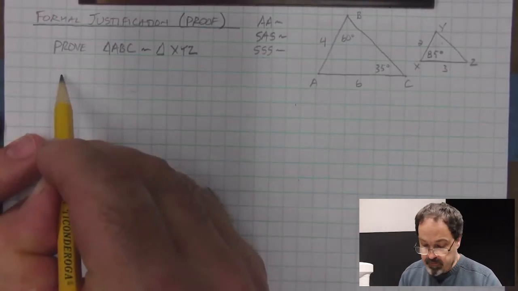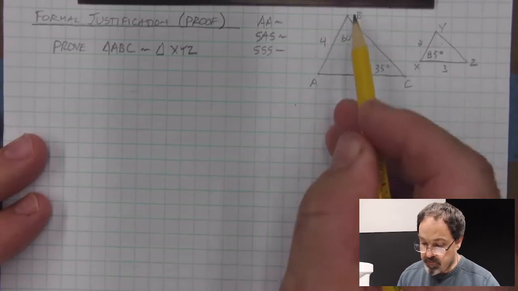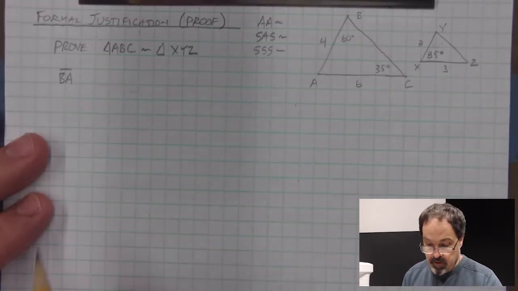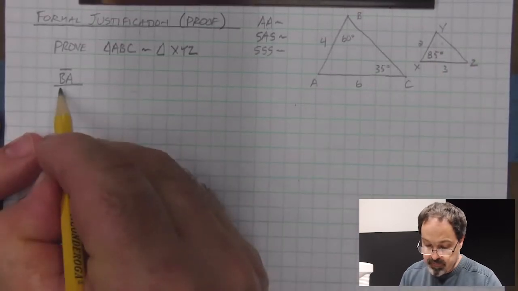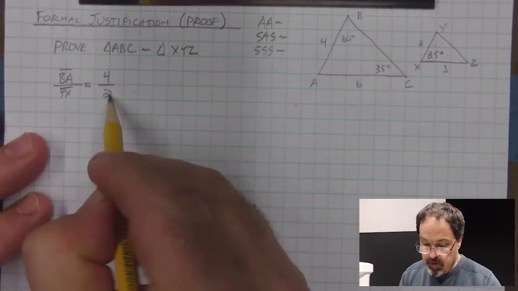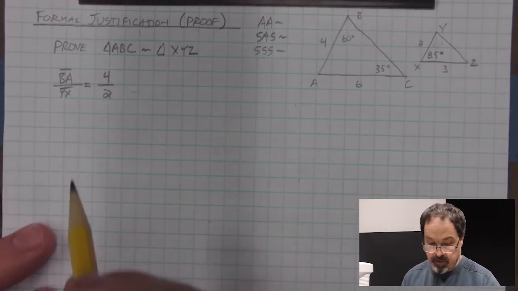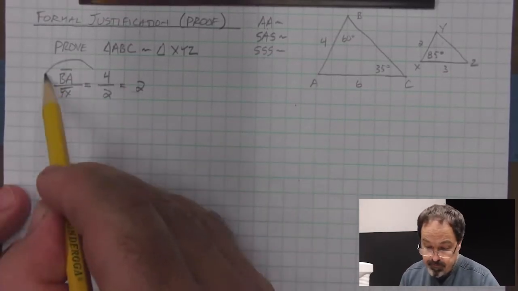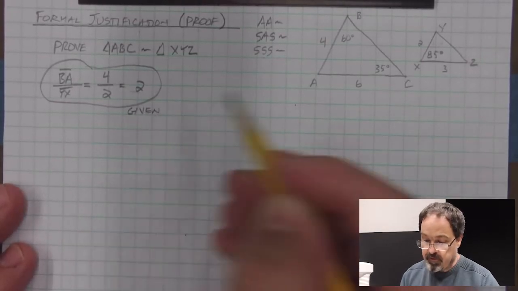I'm going to start with facts. Facts that come from the given information in the diagram. This side BA, I can write it as BA with a line segment over it, divided by the corresponding line segment or side, YX, has measures 4 and 2. And when I set it up as a fraction like that, it's a ratio of corresponding sides. I can simplify this ratio to 2. This is a fact, and it's justified because it comes from given information in the diagram from the beginning of the problem.